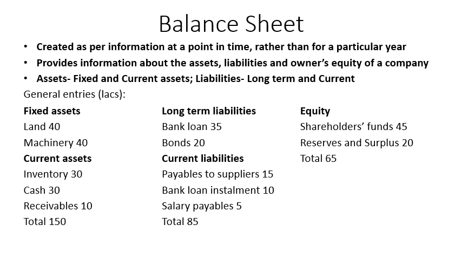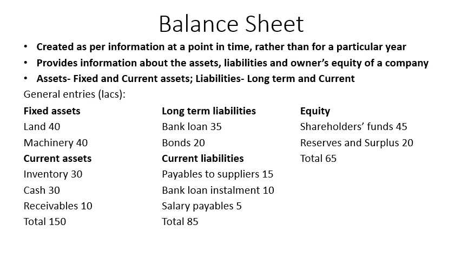The fixed assets include land and machinery with a value of 40 lakhs each. The current assets include inventory, cash and receivables with a value of 30 lakhs, and 10 lakhs respectively. The current assets are different from fixed assets in the way that current assets have a time span of a year, whereas fixed assets have a time span of more than 1 year. The total value of assets with a company is 150 lakhs.